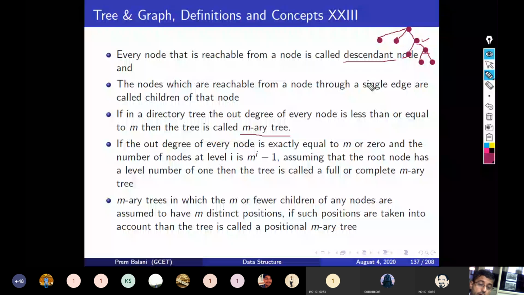Right? And if the out degree of every node is exactly equal to m or 0, and the number of nodes at level i is m raised to i minus 1, assuming that the root node has level number 1, then the tree is called the full or complete m-ary tree. So can you say whether this tree is a complete m-ary tree or not?